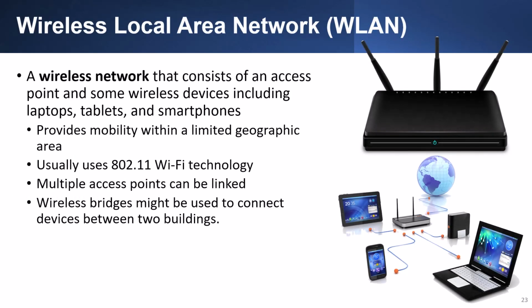A wireless network consists of an access point and some wireless devices, including laptops, tablets, and smartphones. It provides mobility within a limited geographic area. It usually uses 802.11 Wi-Fi technology, and multiple access points can be linked. Wireless bridges may be used to connect devices between two buildings.